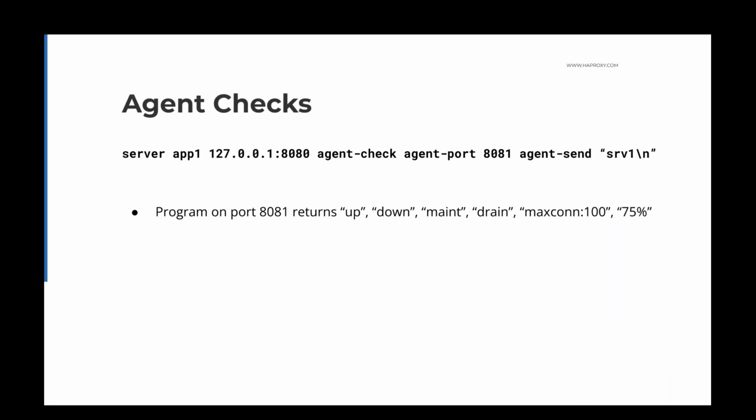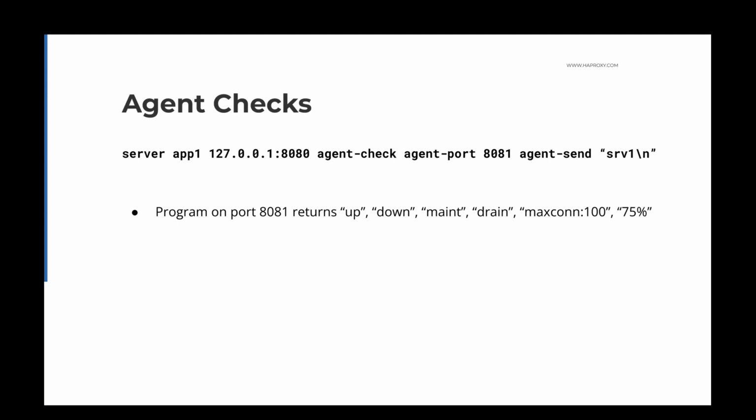A couple of other checks. This is the agent check that I talked about before, where you can use the agent check keyword and the agent port, and then it expects that the agent will return the word up, down, maint, drain, or optionally a couple of others like maxcon, the maxcon to set the backend to, or a percentage, which HAProxy will reduce the server's weight by that percentage.